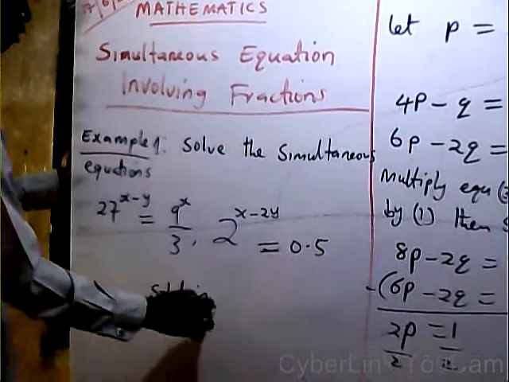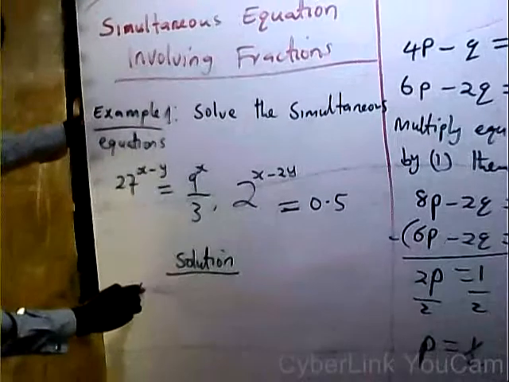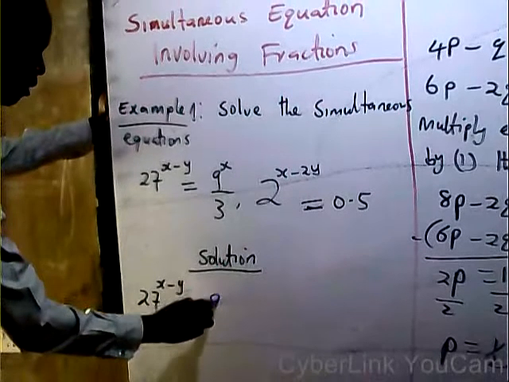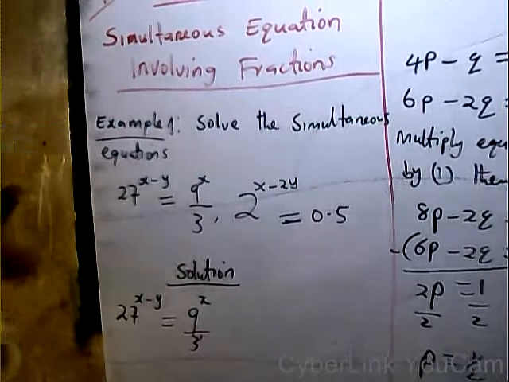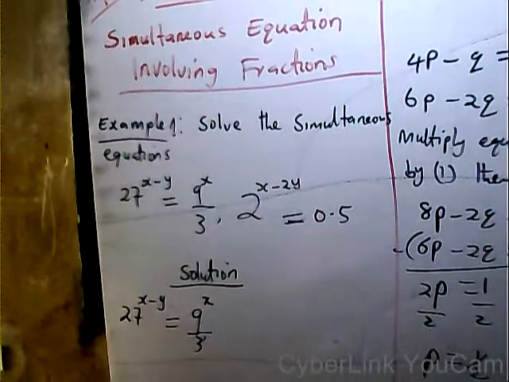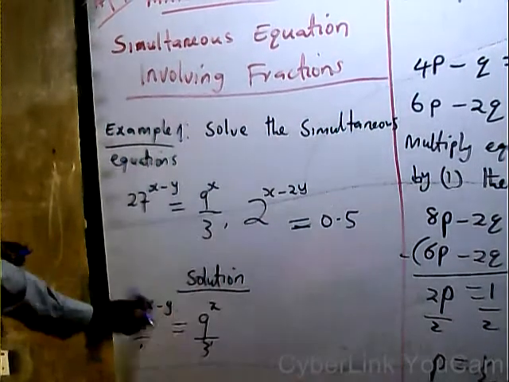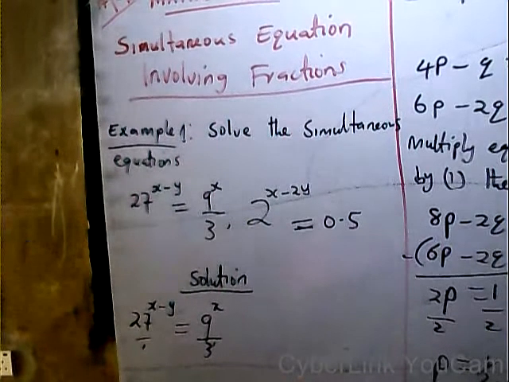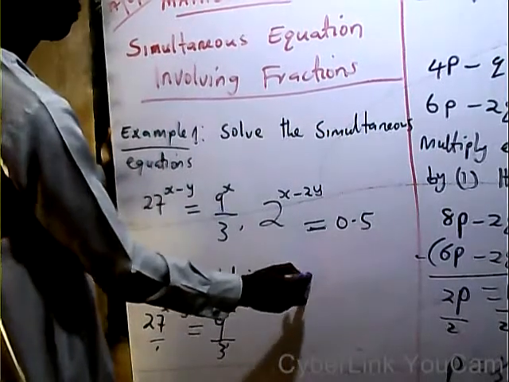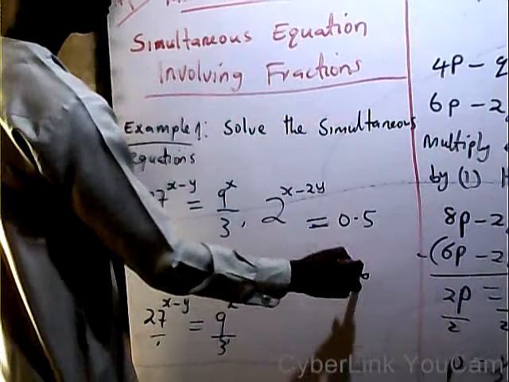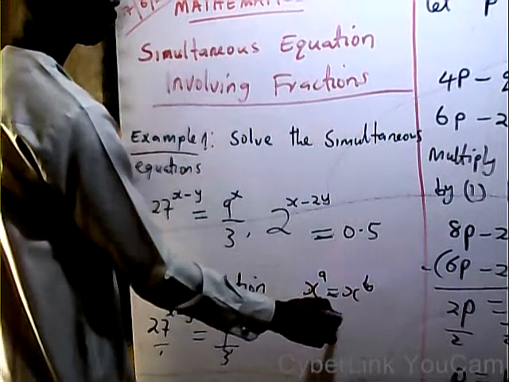Solution to this, from the first one we are given 27 raised to power x minus y is equal to 9 raised to power x all over 3. 3 is then 3 raised to power 1. So it depends on my choice of approach. If I like, I can cross multiply, call this one 27 over 1, then cross multiply and apply law of indices. And remember the law of indices that says if x raised to power a is equal to x raised to power b, because the bases are the same, definitely this and this are equal. That means we say a is equal to b. So that's what I want to use now.